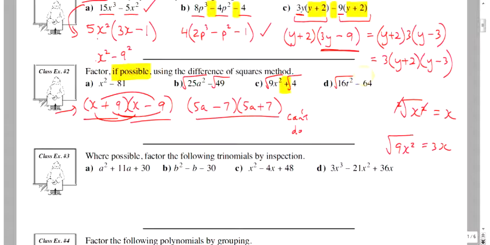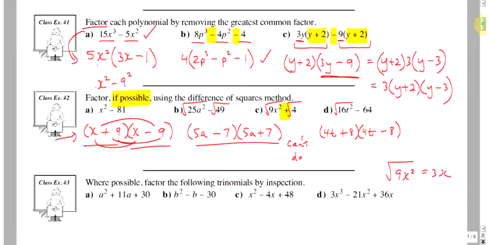Can I take the square root of 16t squared? Yep, 4t. Can I take the square root of 64? 8. We seeing a pattern happening here? Plus, minus, I'm done. Okay? These are nice to factor, guys. You want to see a difference of squares. Okay? Greatest common factor, difference of squares.